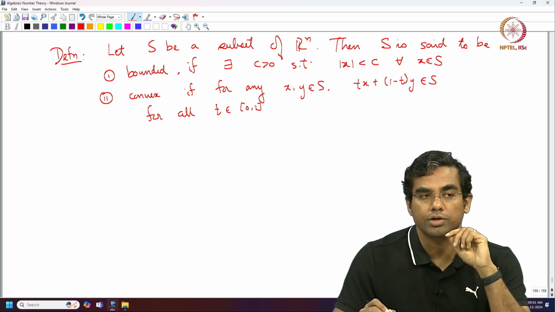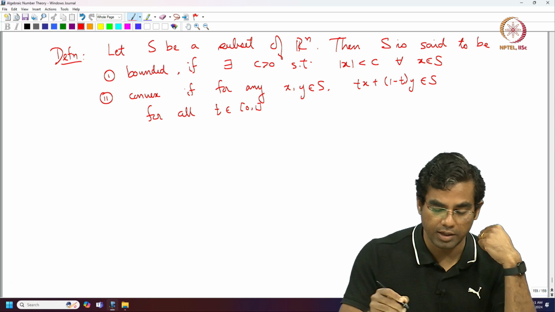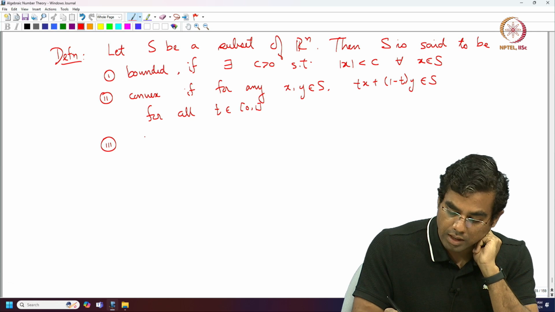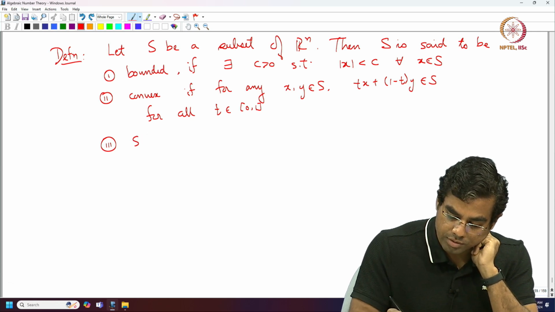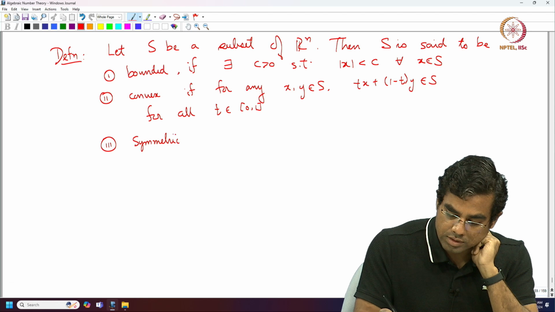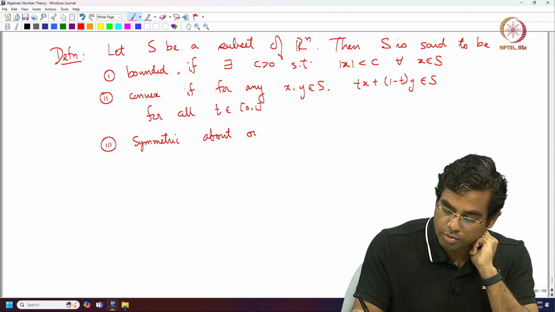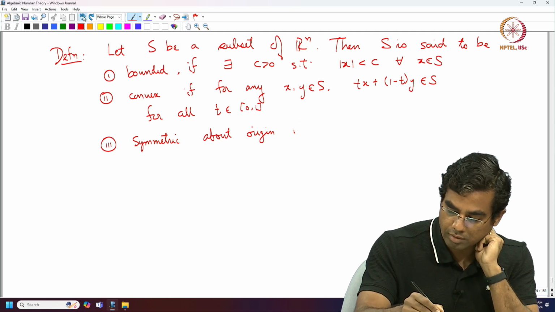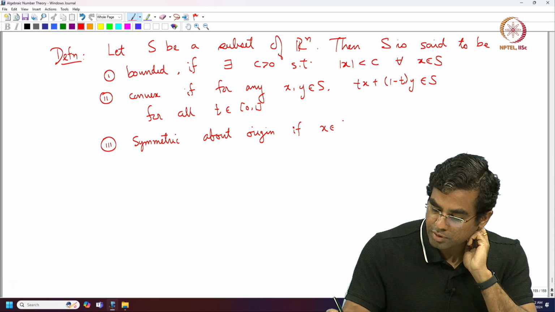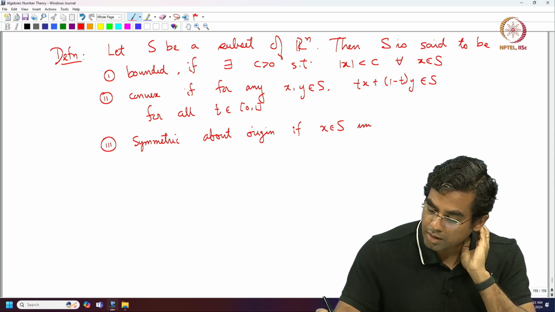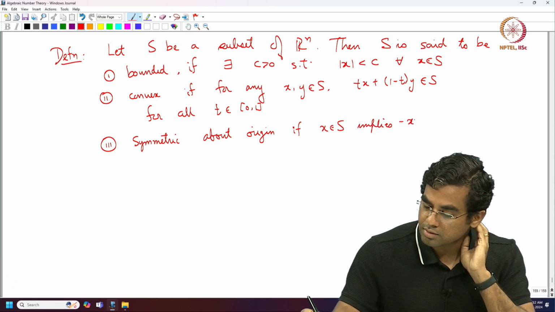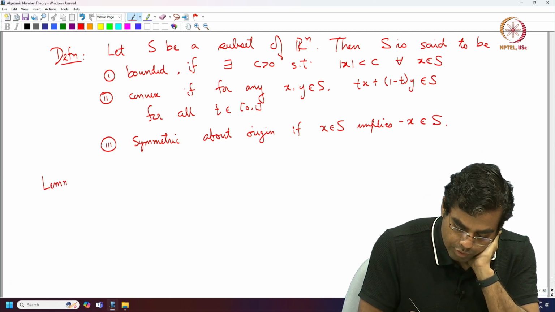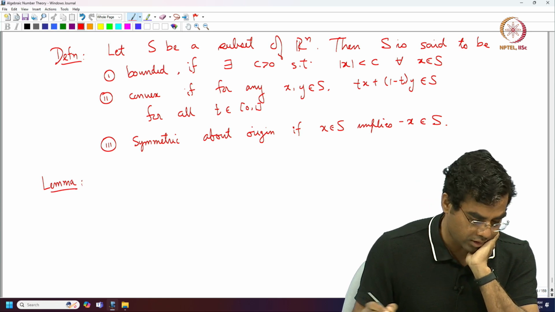So, the line segment that joins x and y is completely inside S, and the last condition we want on S is that it is symmetric about the origin. S is symmetric about the origin if x belongs to S implies that minus x is also in S. Okay. All right. So, the main result about geometry of numbers that we are going to use is the following.